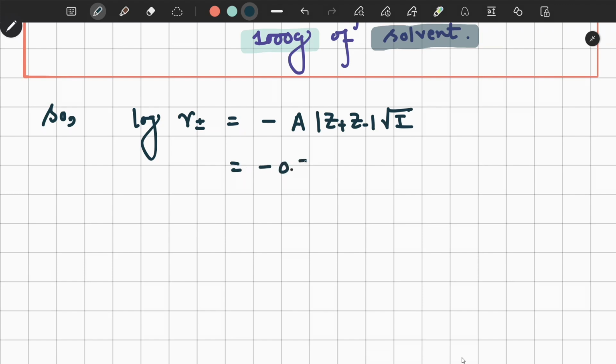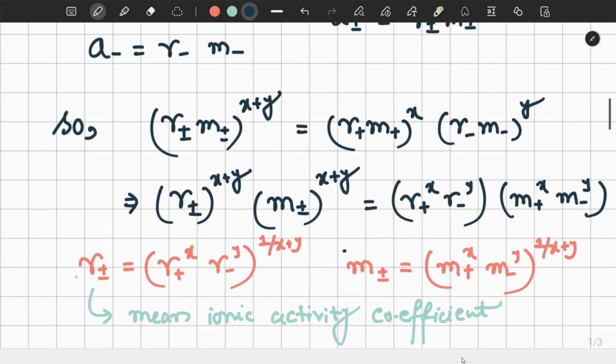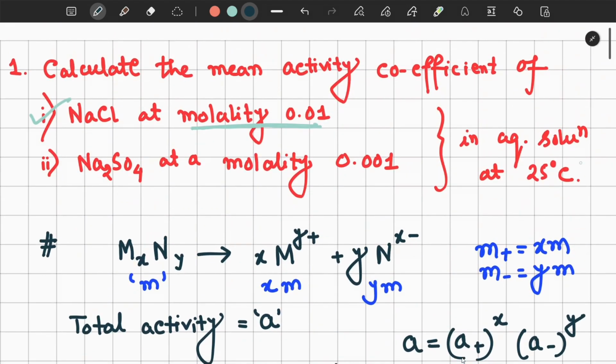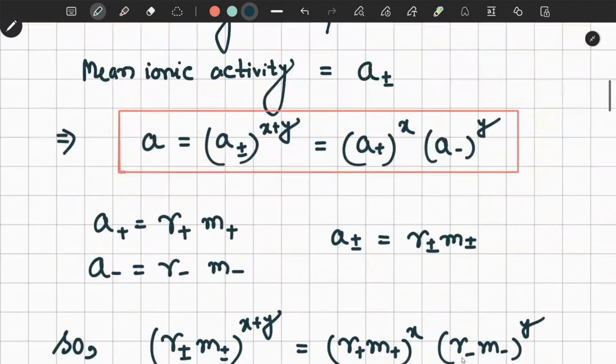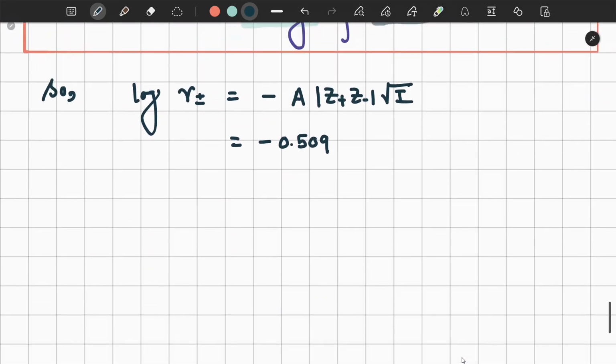0.509. Yes, you have to remind that. But this is for a particular temperature, which is also given in the question: 25 degrees centigrade, and for aqueous solution. Then only you can use it, otherwise you can't. This is the value for 25 degrees.